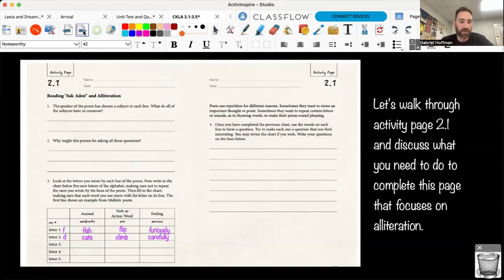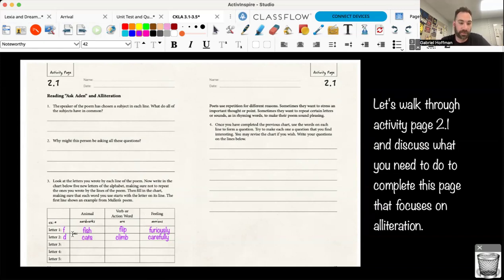Number three asks you to look at the letters of each line of the poem and write a chart below that has your own alliteration examples. So it's asking you to pick an animal, a verb or action word, and then a feeling and write your own alliteration. I have done two for you. If you want to use my examples, you can add those to your chart and do 3 more on your own. If you want to do your own 5 examples, that's fine.